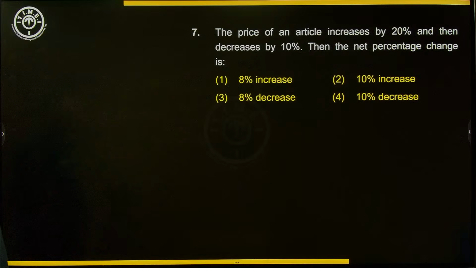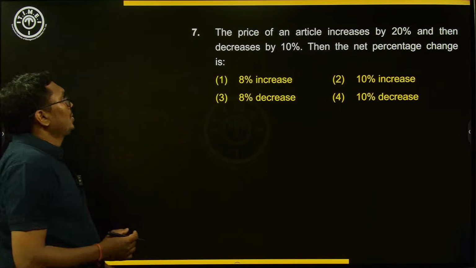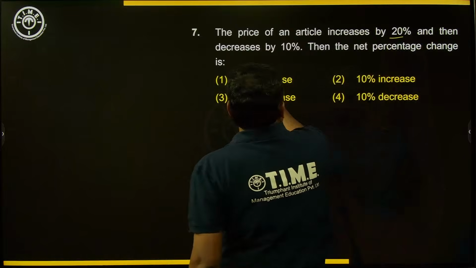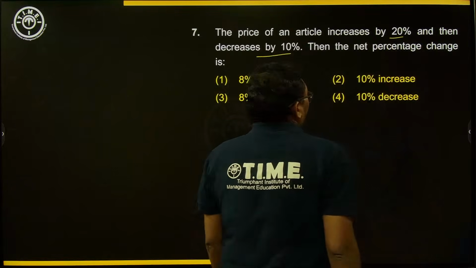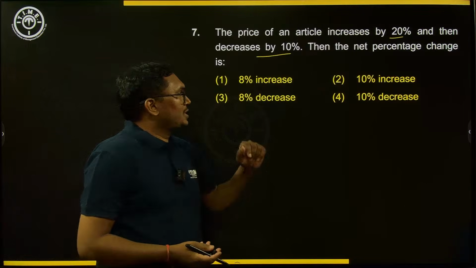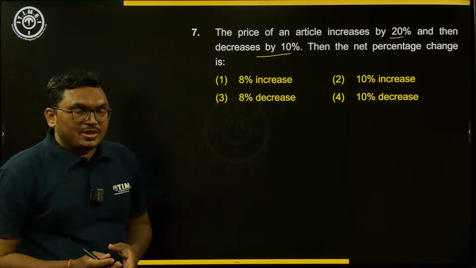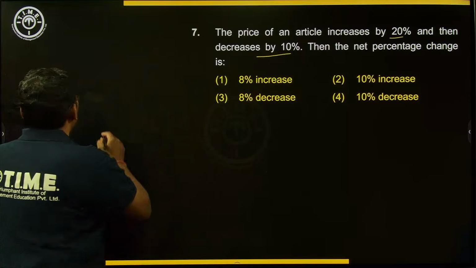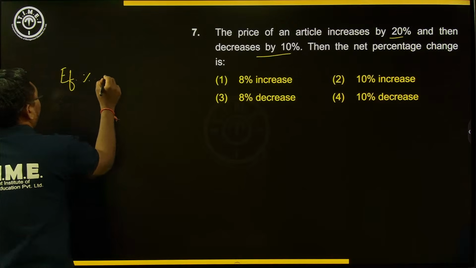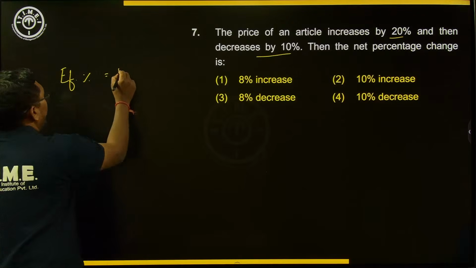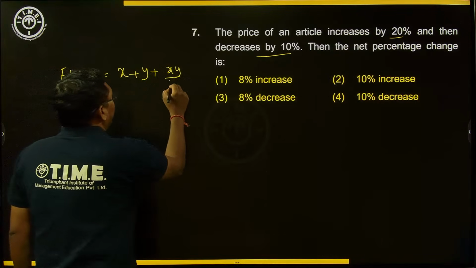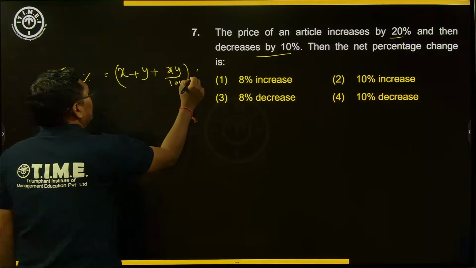Next, question number 7. The price of an article is increased by 20% and then decreased by 10%. Then net percentage change is what? So first increased by 20% and then it is decreased by 10%. So use the effective change percentage formula. What is the effective percentage change? Effective percentage change is given by x plus y plus xy by 100. This is percentage.